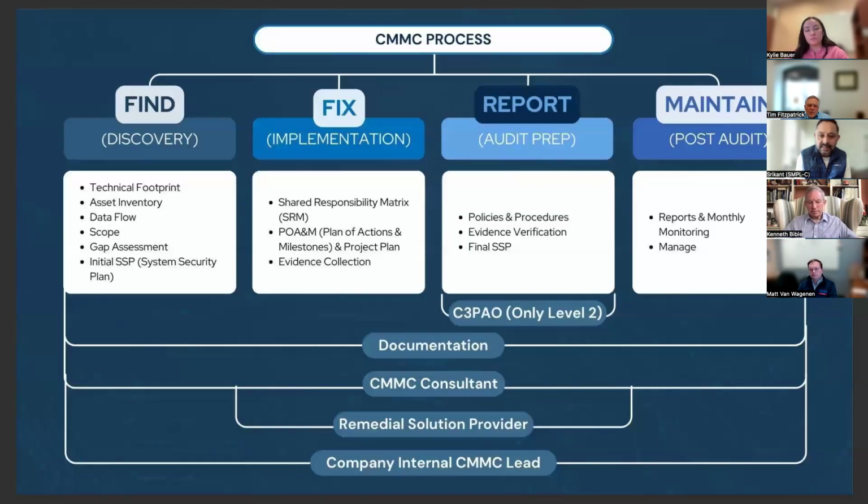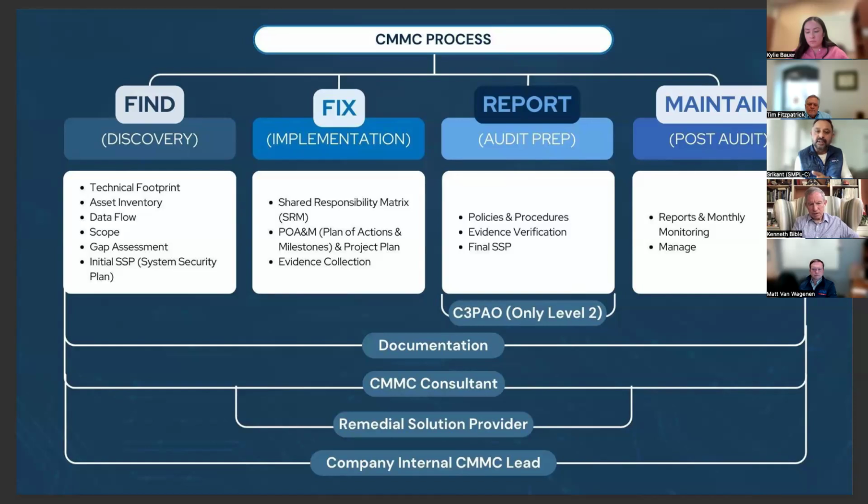So the process itself is robust, in the sense that you've got to first discover, find all the gaps, and build a program of how you want to implement it. Then you figure out, if you're working with your internal IT team or with your MSP or whoever is handling the technical portion of it, the implementation plan with them.